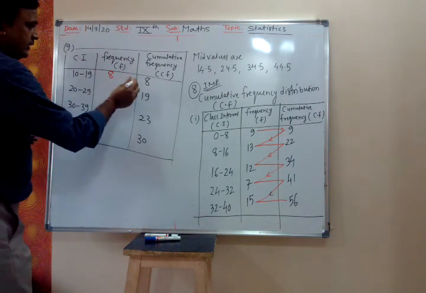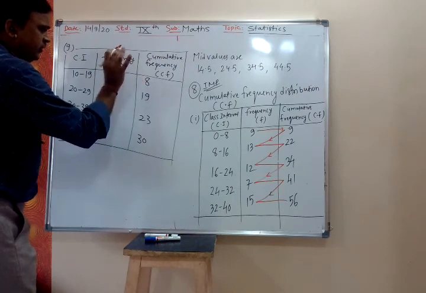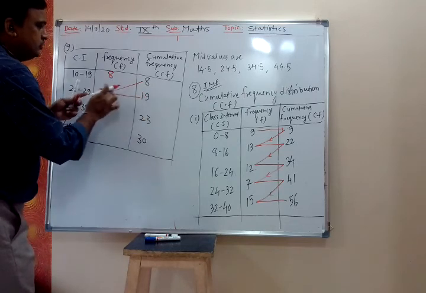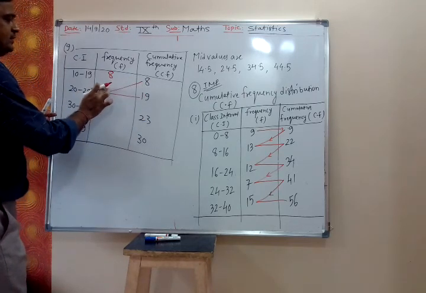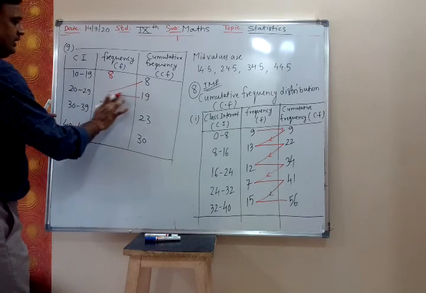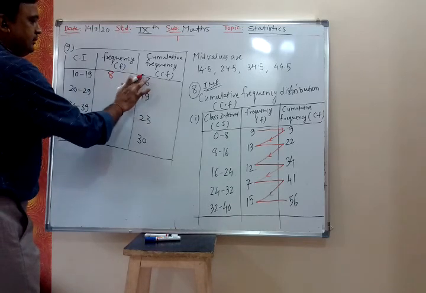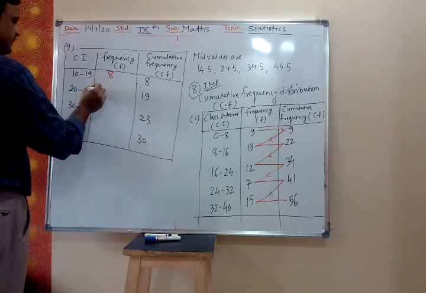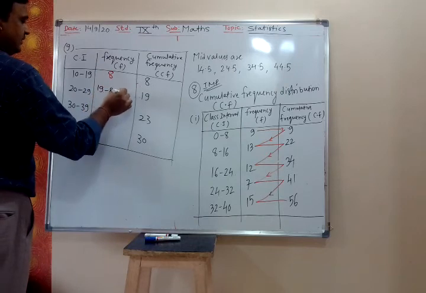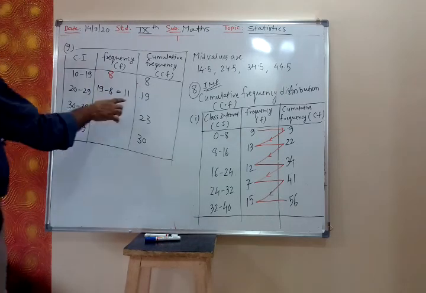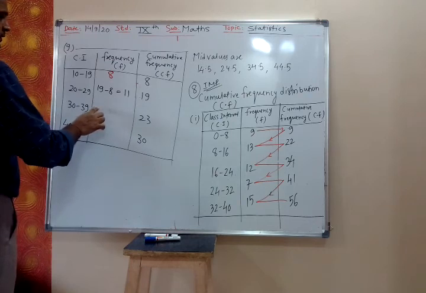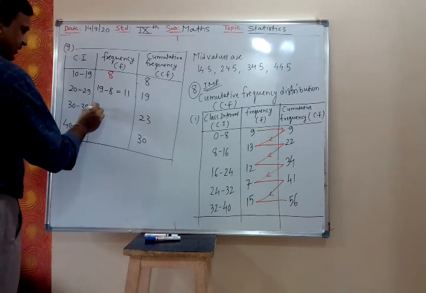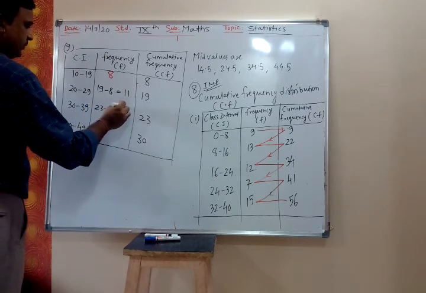Now see here, 8 plus this number is 19. So what should that number be? That will be 19 minus 8, and that is 11. Next, 19 plus this number is 23. So this is 23 minus 19, that is 4.